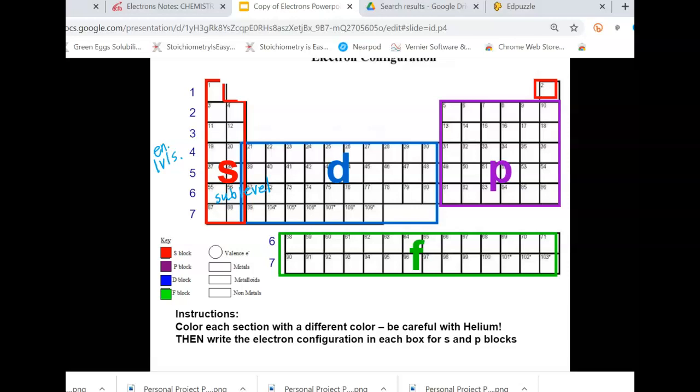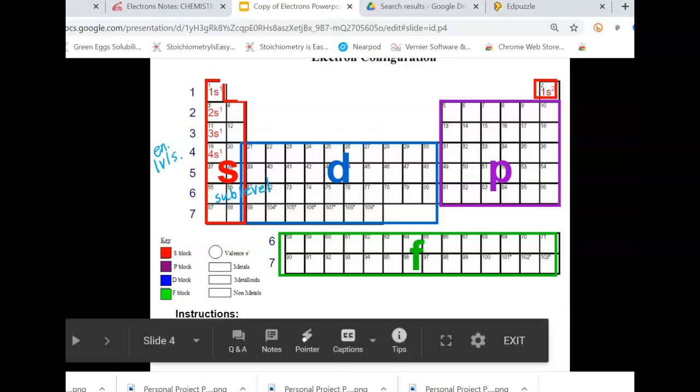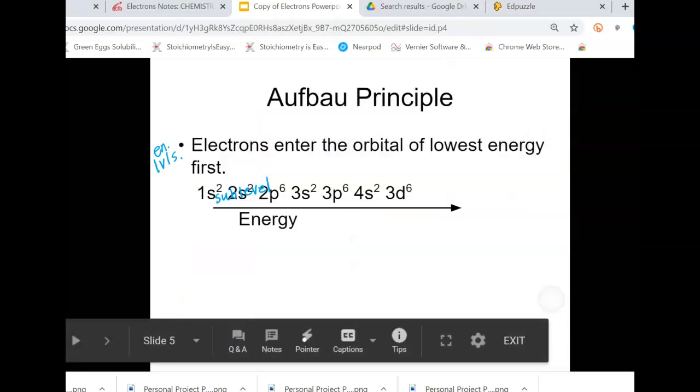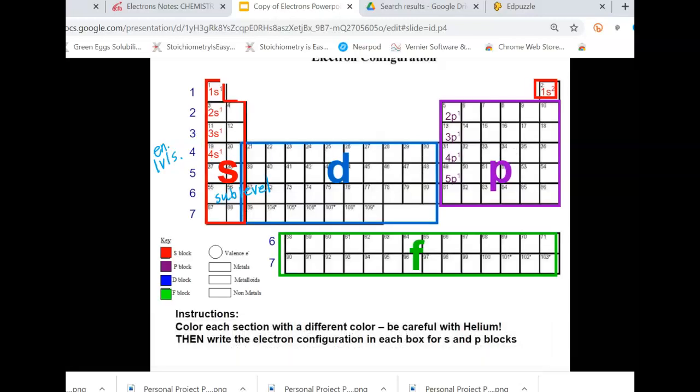Okay, so when we are describing electrons of different elements on the periodic table, we are going to describe the entire location of all of the atom's electrons, starting from the ones very close to the nucleus, and then the ones which are very far out. Very far to the outside.